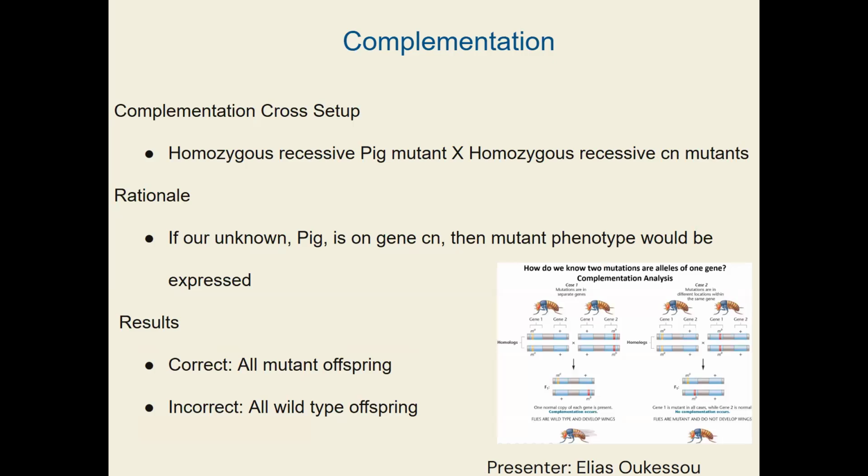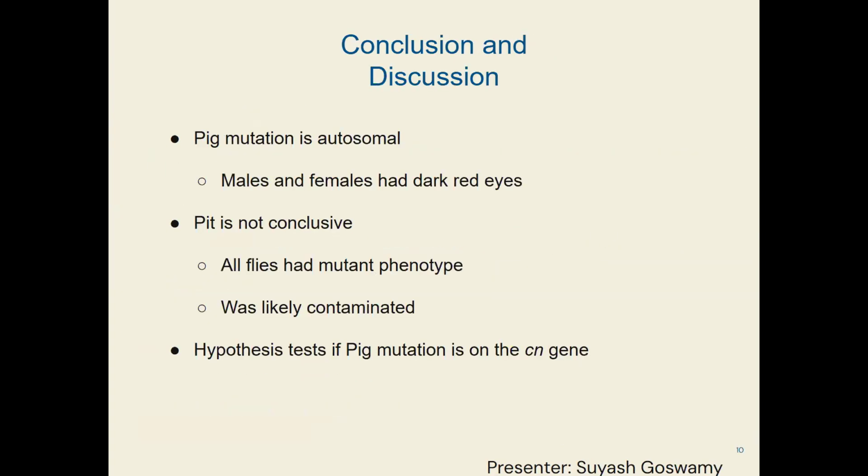Our complementation cross would have been between the pig mutants and the cinnabar eye mutants. If the mutations had been on the same gene, then the offspring would have been homozygous recessive and would have expressed the mutation. However, if the mutations were on different genes, then the offspring would have been heterozygous and would have expressed the wild type phenotype. If our hypothesis is correct, then the mutations would land on the same gene, causing all offspring to be mutants. If it's incorrect, then the offspring would have the wild type phenotype.